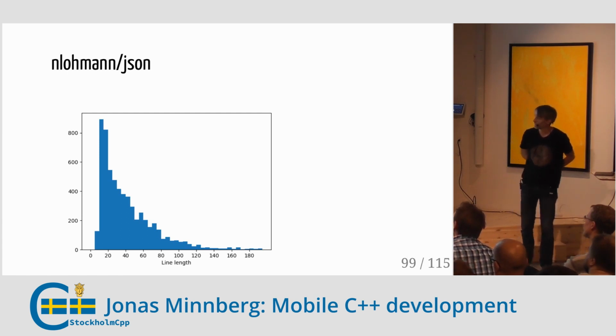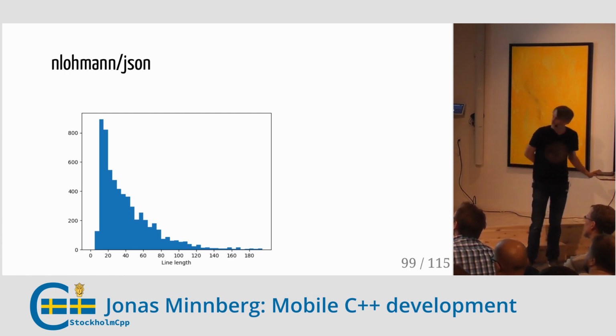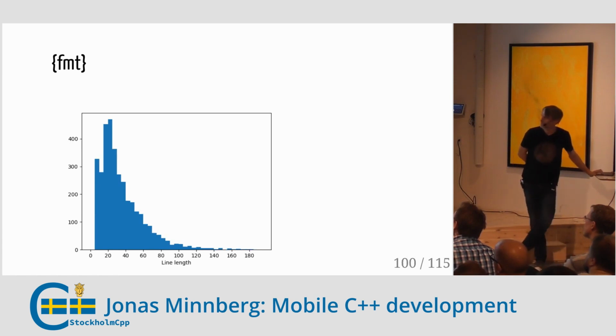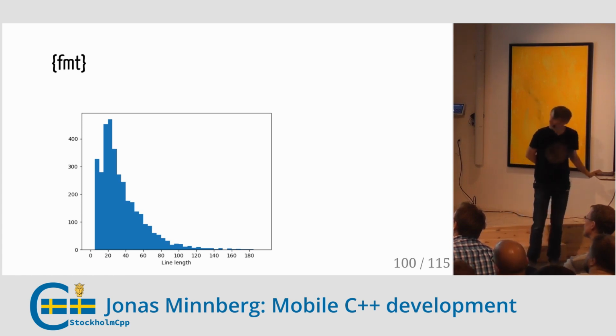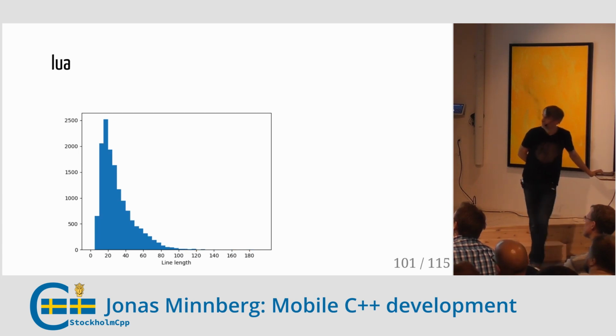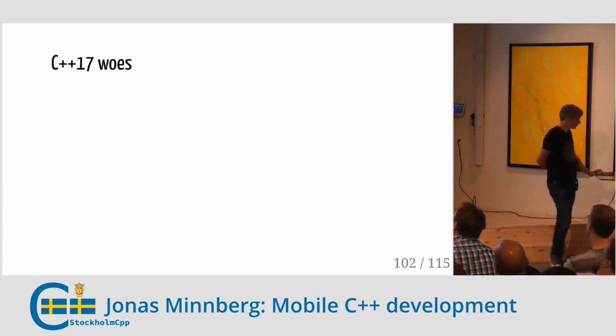Some of them will. And if you look at other projects, this is FMT. Here it looks more like 90 actually. So if you want to make a case for going a bit further up, I can understand that. And this is Lua, it's plain C code. Most lines are very short. Still looks like 80 is a good place to cut. So that's my argument for 80 columns.